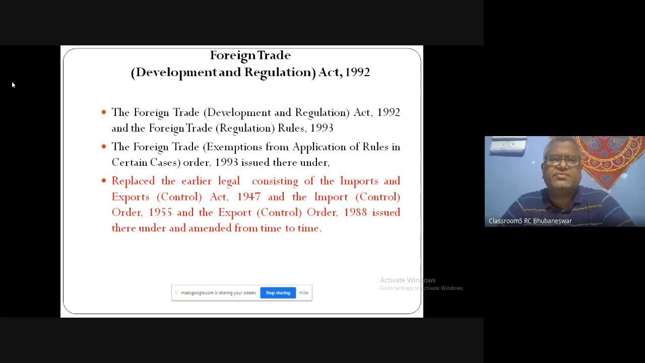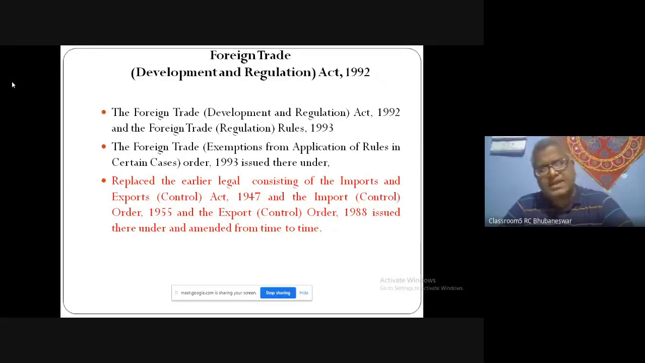Act 1992. But in India, at the time of independence, the Export and Import Control Act was there, in 1947. Another one is the Import Control Order Act, after some reformation, in 1955. And after that, in the 60s, the Export Control Order Act, 1988.